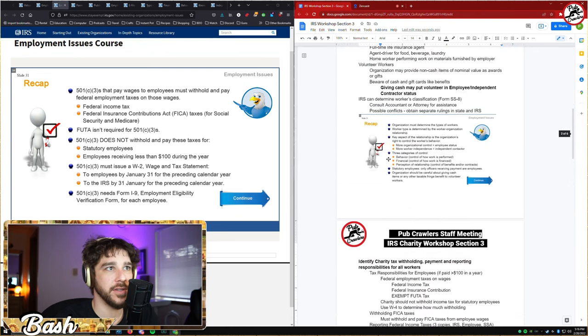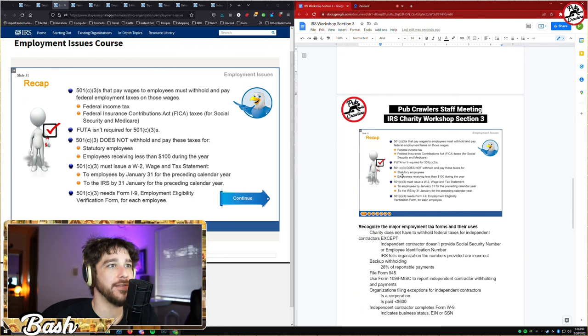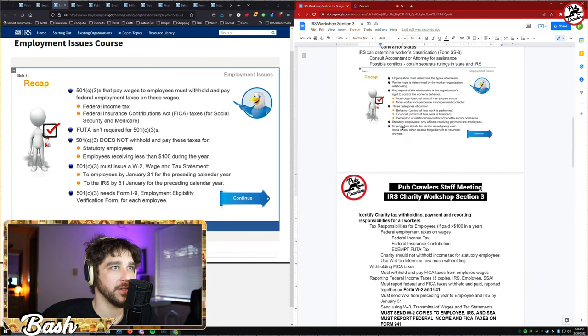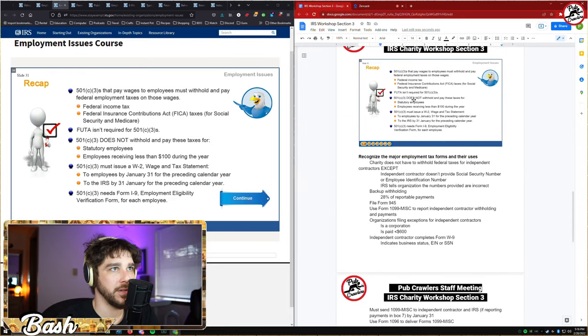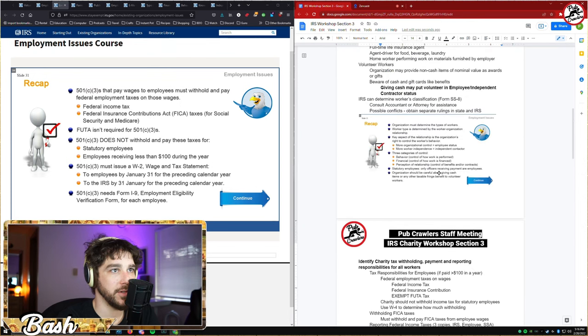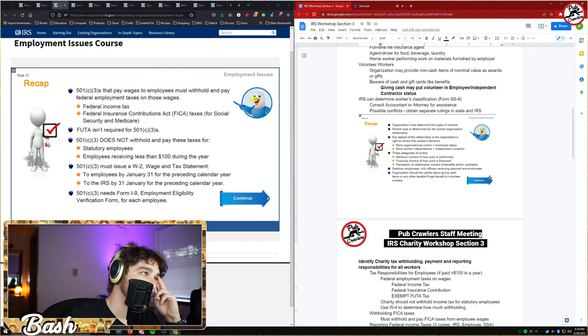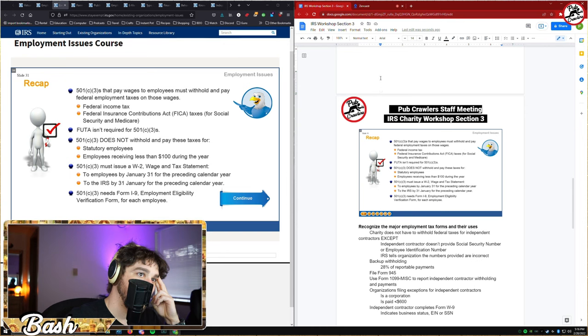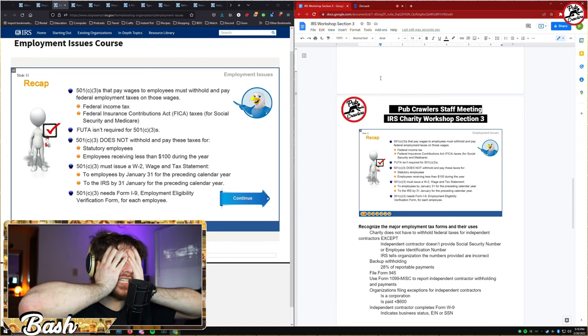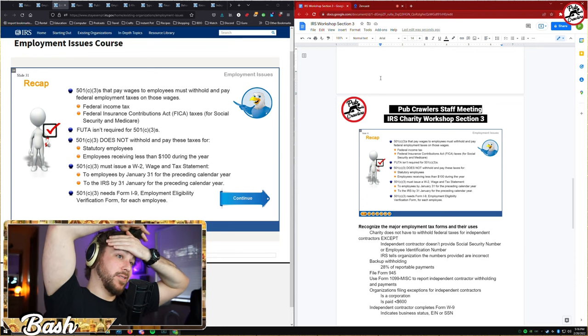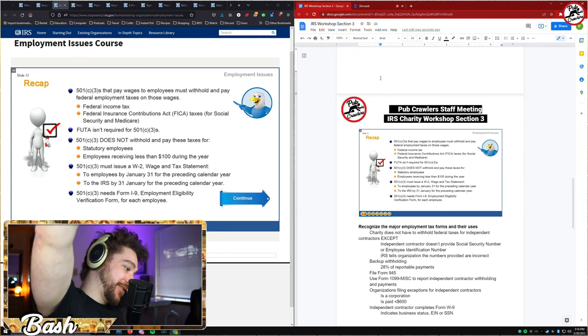All right, and what we're talking about here is 501c3 does not withhold and pay taxes for statutory employees. Statutory employees, only officers receiving payments are employees. I think what that is saying is that they're employees if they're paid, they should be employees if they're doing jobs that should be paid.